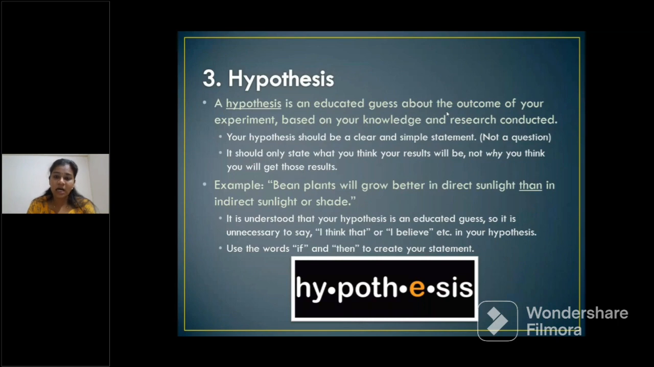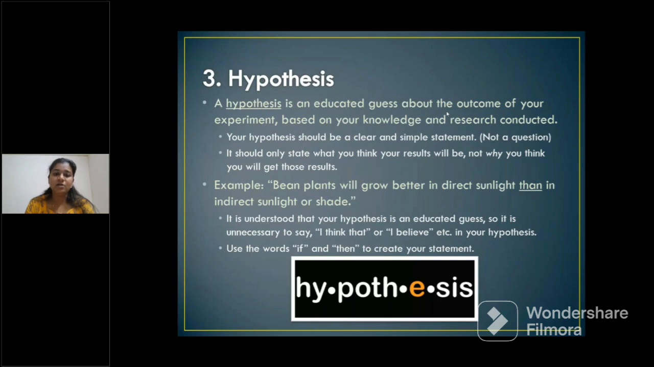But now I have selected: bean plants will grow better in direct sunlight as compared to indirect or a shady place. So I've chosen one out of the three options in terms of climatic condition.